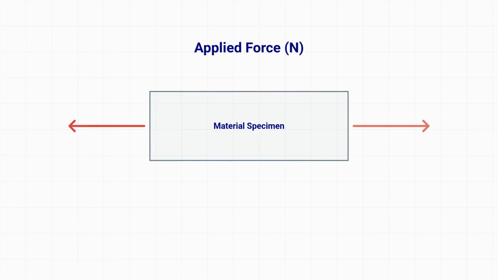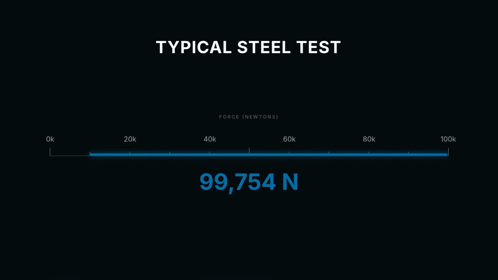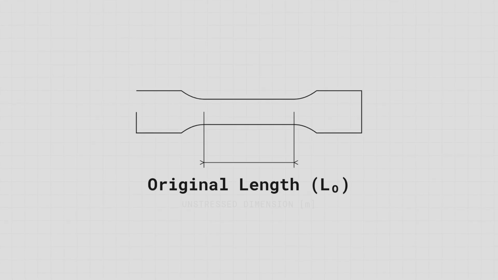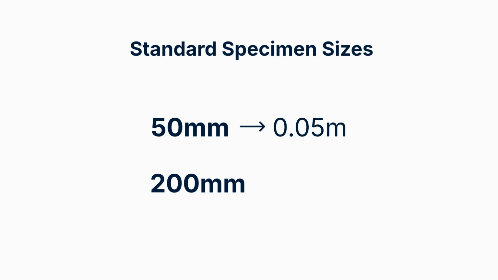Let's examine the input fields. First, you'll enter the applied force in newtons. This represents the tensile or compressive load on your material specimen. For typical steel testing, you might input values ranging from 10,000 to 100,000 newtons. Next is the original length in meters, the unstressed dimension of your test specimen. Standard tensile test specimens often measure 50 to 200 millimeters, so you'd enter 0.05 to 0.2 meters.